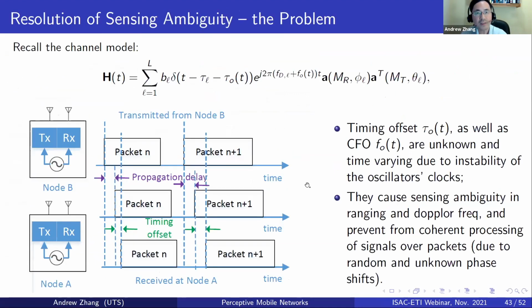Okay, the resolution of sensing ambiguity is a very important problem, because if we can come up with a good solution, then we can enable uplink sensing without incurring any major cost, without requiring modifying the network. Here is one example of how the timing offset will impact the sensing. We have the propagation delay, but we also have the timing offset caused by the clock asynchronism between these two nodes. For communication, they are treated as a single one, but for sensing, the timing offset will introduce ranging ambiguity. So we have to resolve this issue.